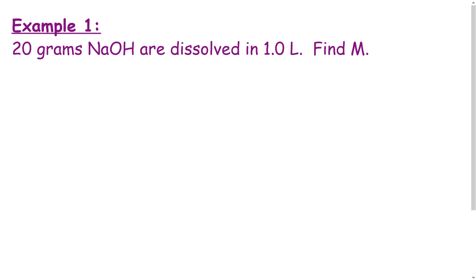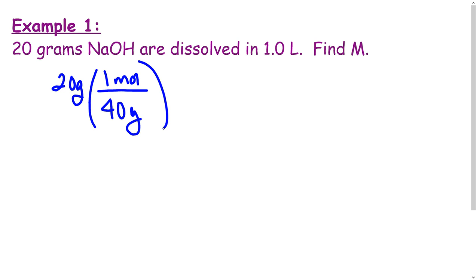So our first example focuses on a 20-gram sodium hydroxide content that's going to be dissolved in a liter, and we want to figure out the molarity. So we have 20 grams of sodium hydroxide. We're going to go to the periodic table, add up the weight per 1 mole, and convert. So 20 divided by 40 will give us 0.5 moles.